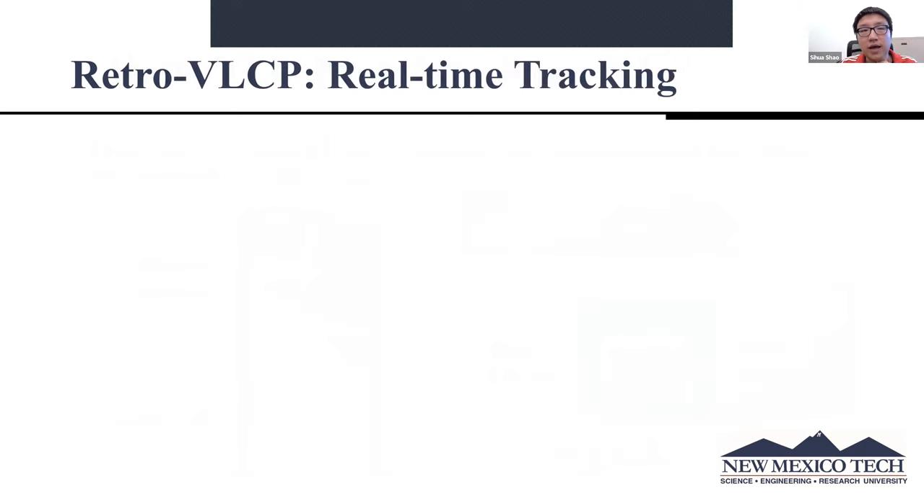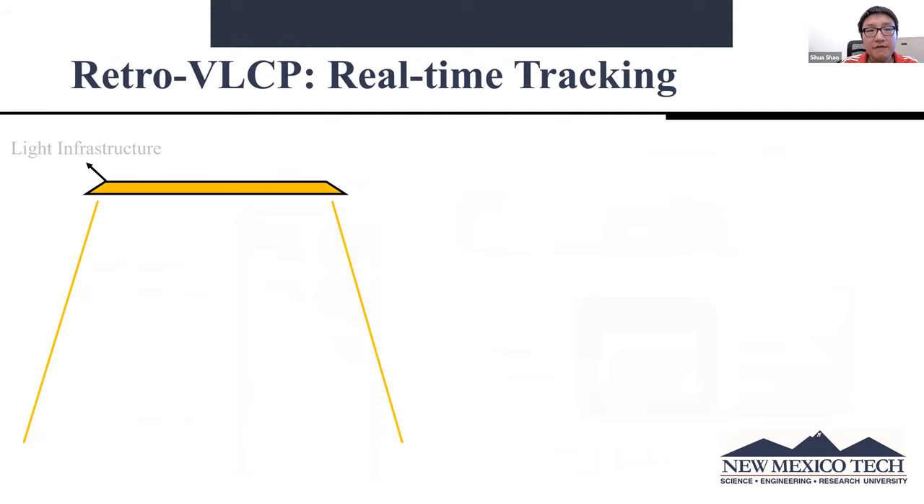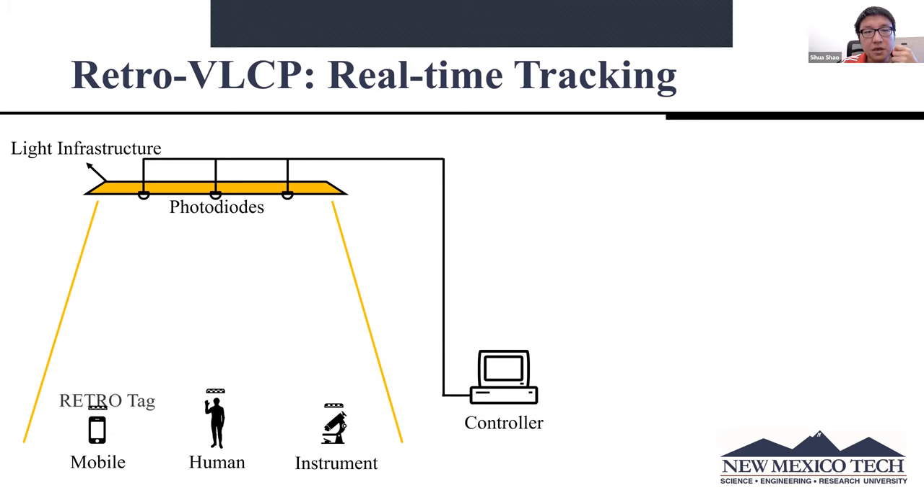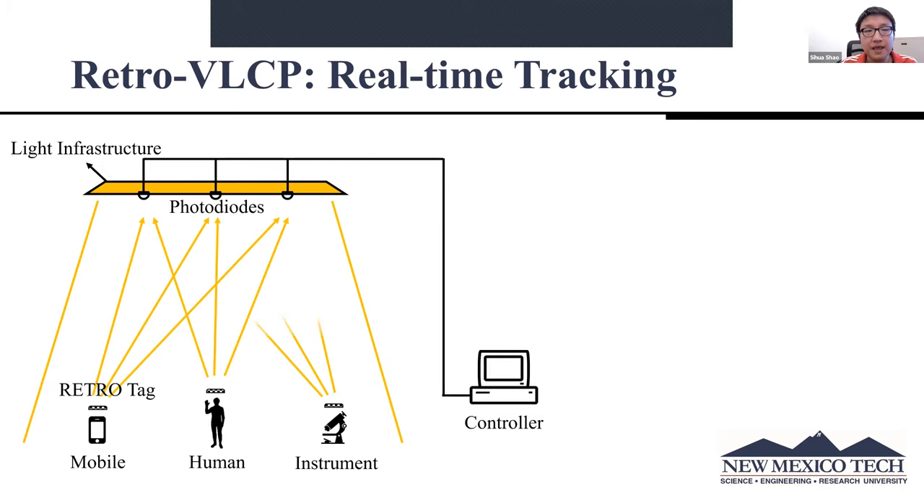Based on this corner cube, we can include something very interesting: real-time tracking using this retroreflector VLC tag. Consider a light infrastructure. We include some photodiodes on top of the light infrastructure and connect them to a centralized controller. Say you have mobile devices, human wearable devices, and some instrumentation devices. You place the retro VLC tag on all of them, and they will reflect the light back to the photodiodes.